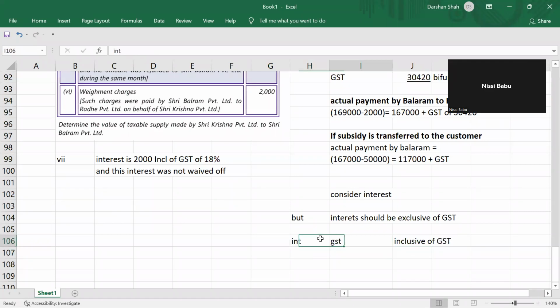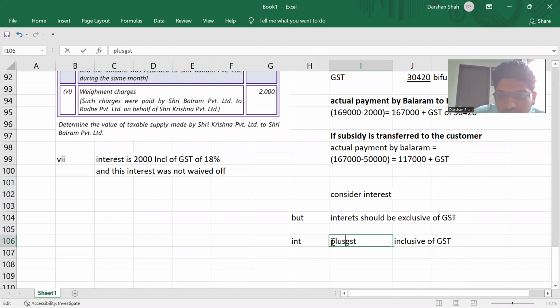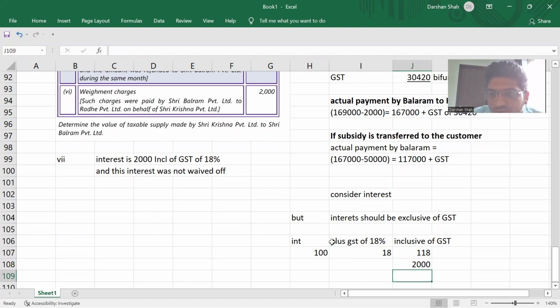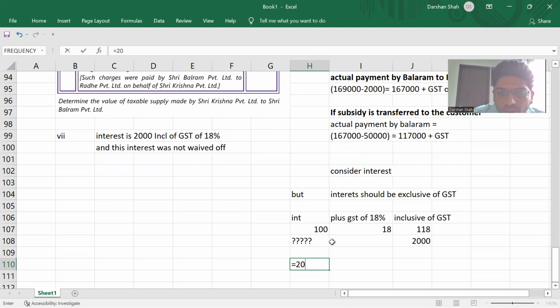So it was interest plus GST of 18%. Let us say interest was 100, GST is 18% so 18. So inclusive of GST will be 118, right? So 2,000 is inclusive of GST. So what is the actual interest? Actual interest will be 2,000 into 100 divided by 118. 1,694 will be the interest amount. See if you understood this calculation.